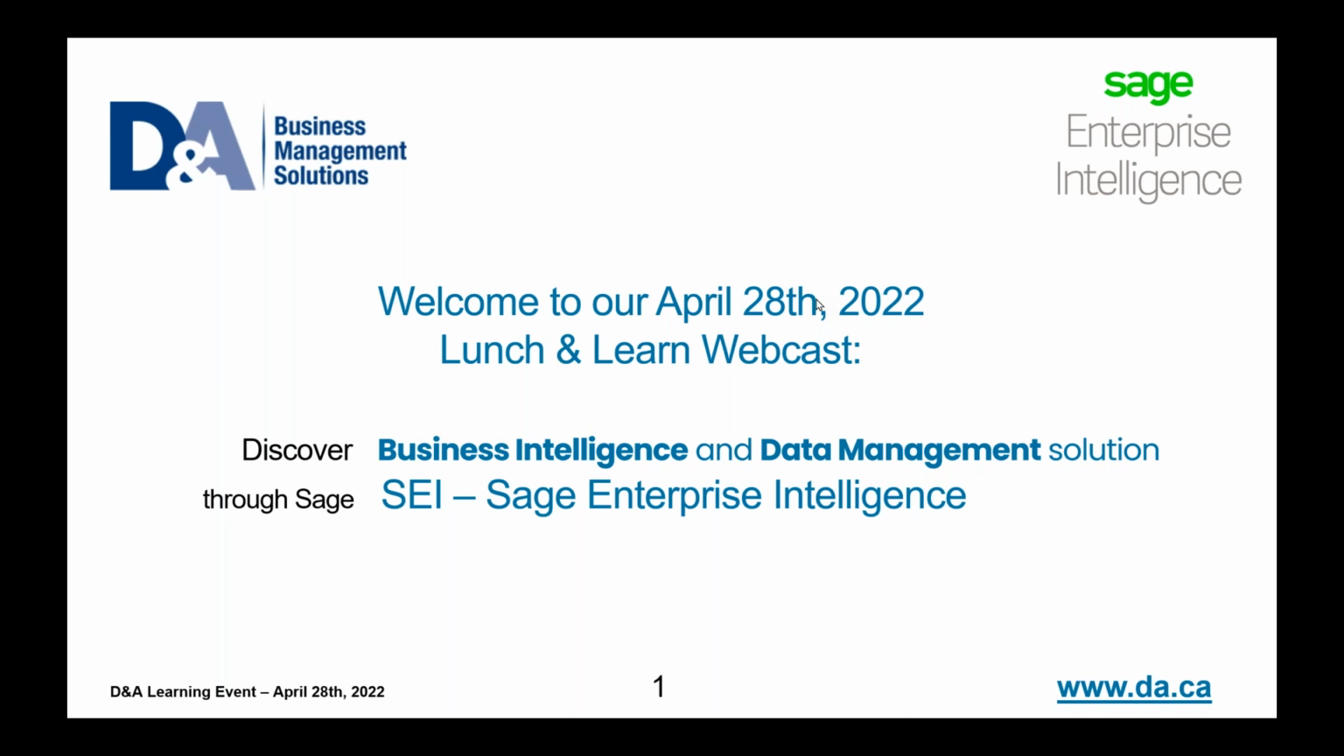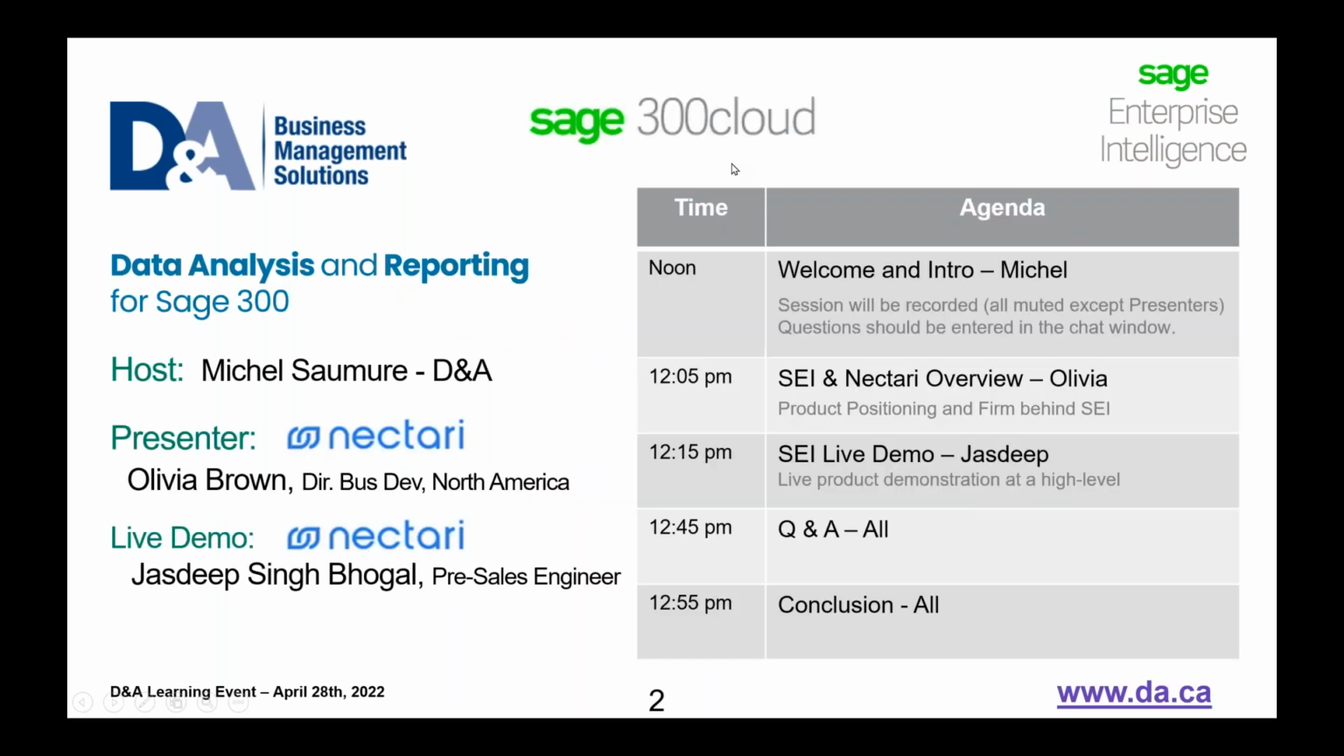We believe that this short one hour session will give you a good overview of the solution and leave you wanting more. The agenda for today is quite simple. I'm doing the introduction and then we'll pass it on to Olivia Brown, who's the Director of Business Development for North America. Olivia is going to position and give us a 10,000-foot view of the solution and the problems it aims to solve. We'll then hand it over to pre-sales engineer Jasdeep, who will give us a live demo of SEI and explain some of the key concepts around the solution.